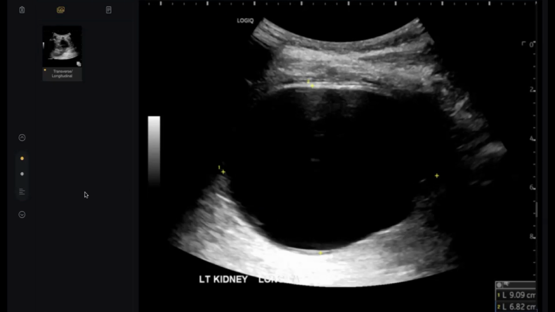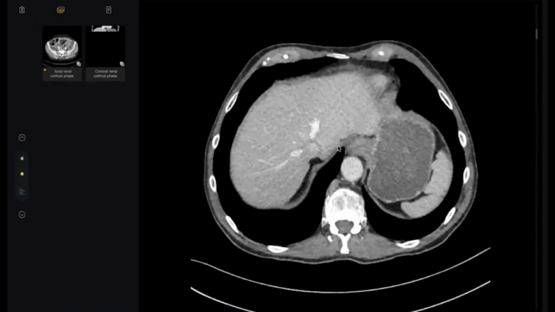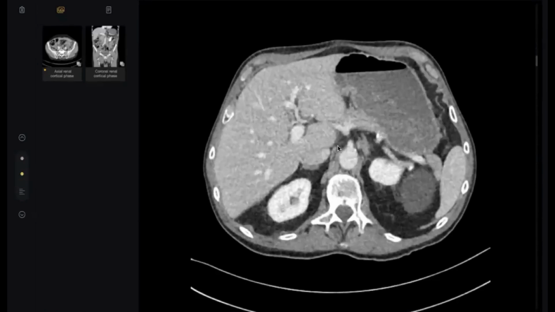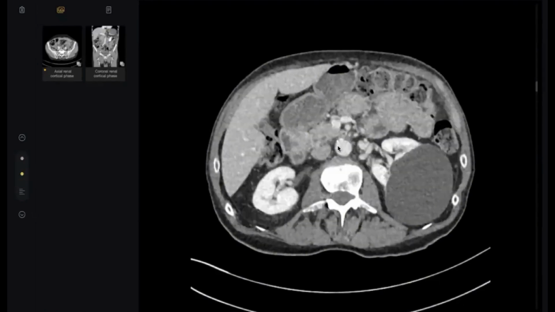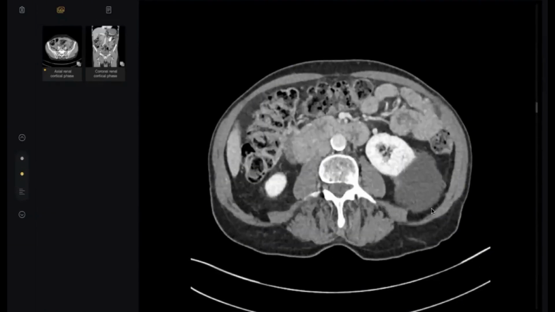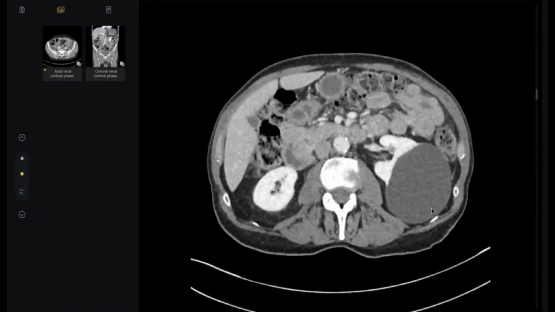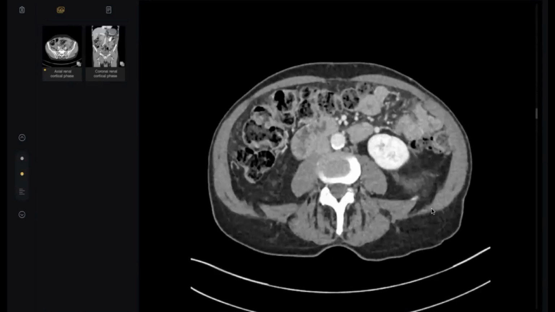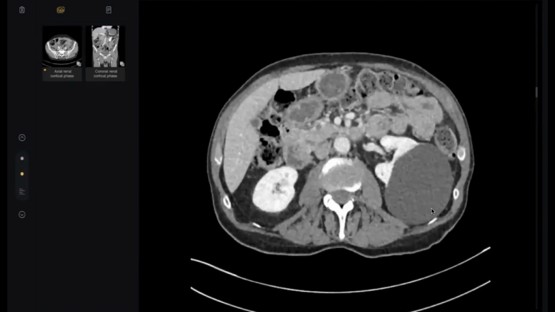Thank you so much, doctor. I will show you here. My colleague, see, no obvious enhancement. Even the septation that was seen by the ultrasound is not well seen here at all.